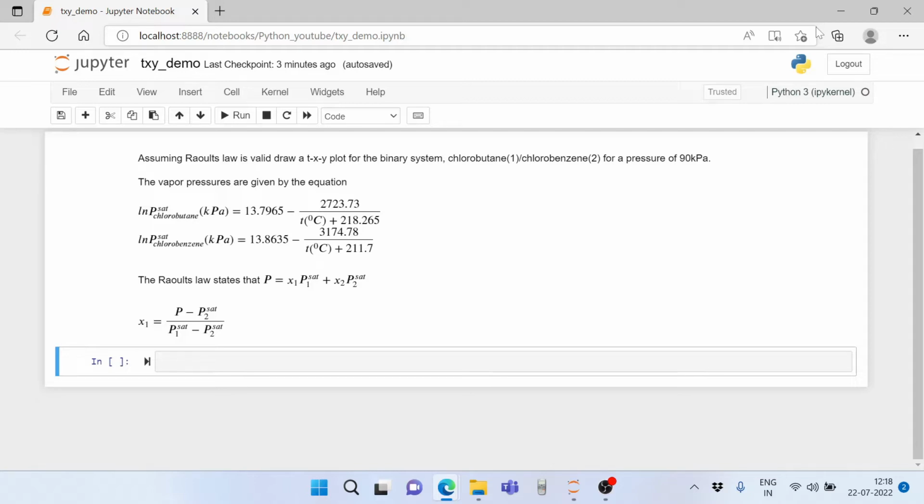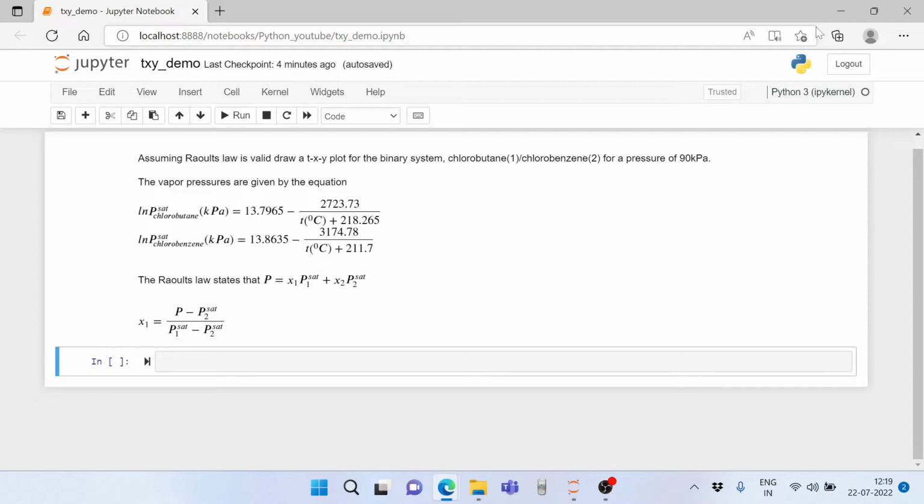If you try to do it using your calculators, it's really a very difficult task. You require computers to do it, but TXY plots are required to solve problems in batch and binary distillation and continuous distillation. So this is one of the most essential things that one must know in chemical engineering in case we wish to design distillation columns.